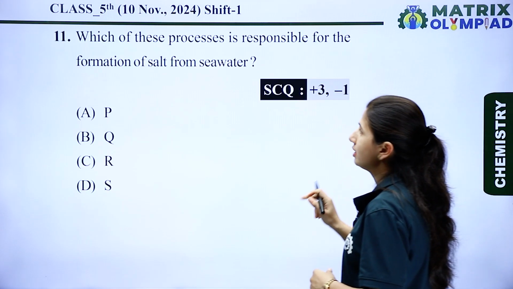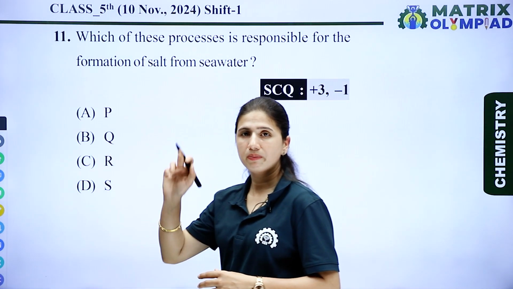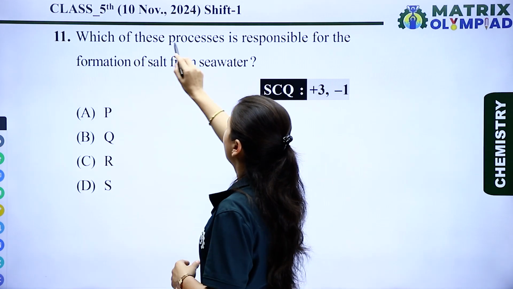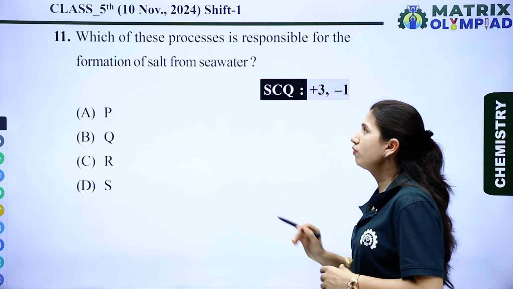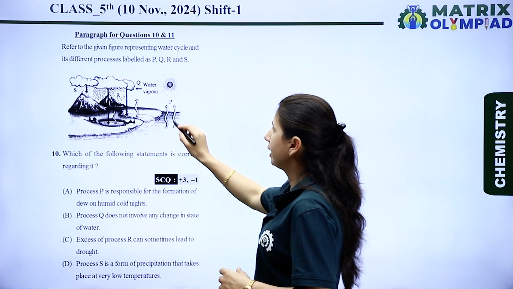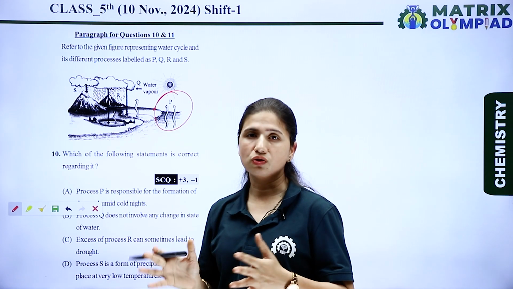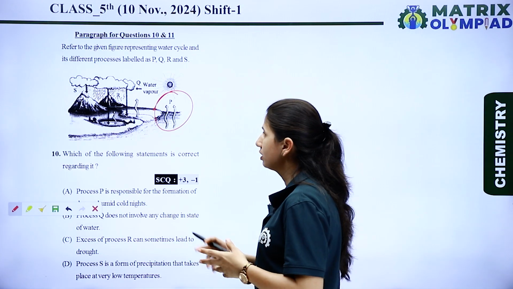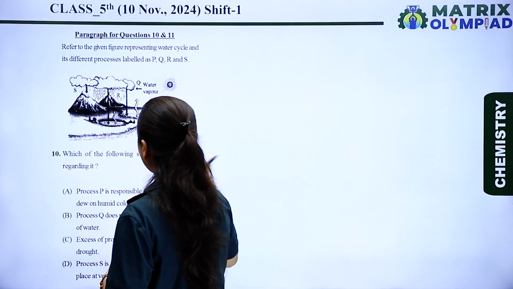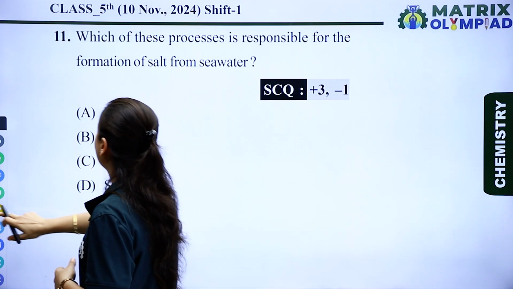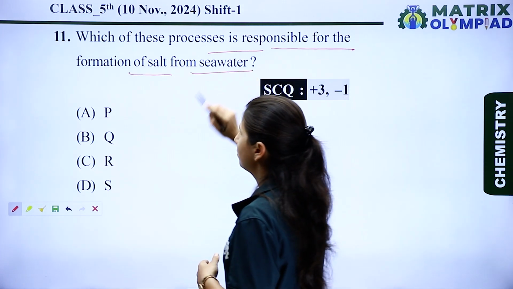The next question is also based on the paragraph. Which of the following properties or processes is responsible for the formation of salt from seawater? Let's see the diagram. The process P is responsible for the separation of salt and water by the evaporation process. So P is the evaporation process. Now let's see the question. The question is, which of the following processes is responsible for the formation of salt from seawater?